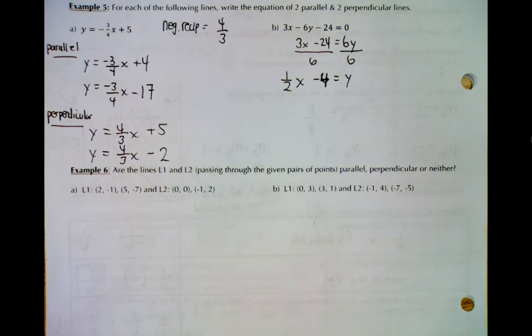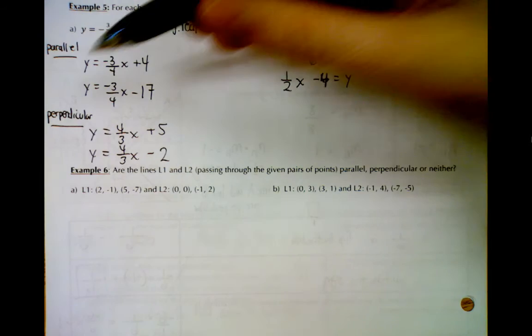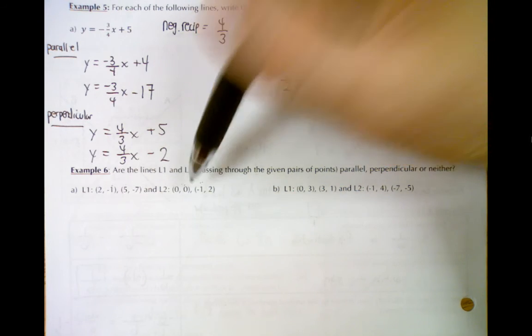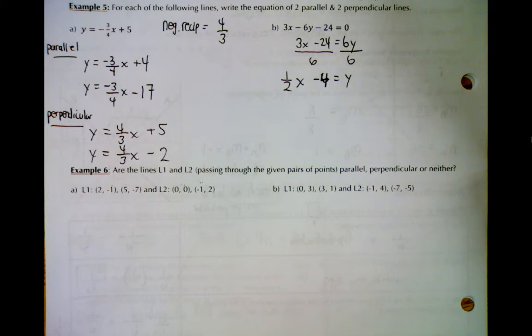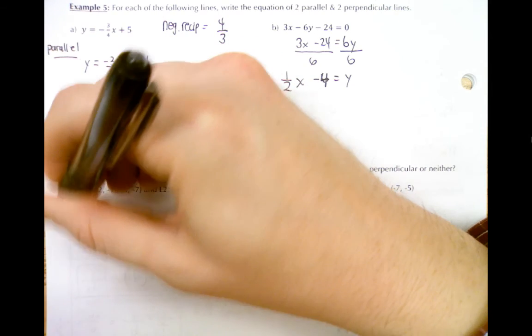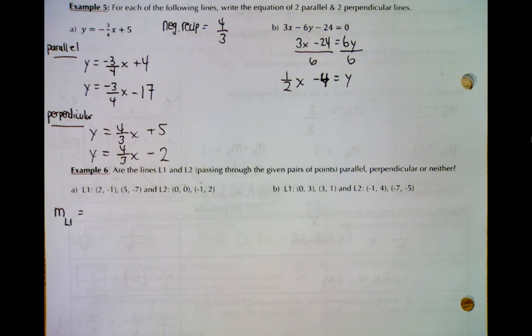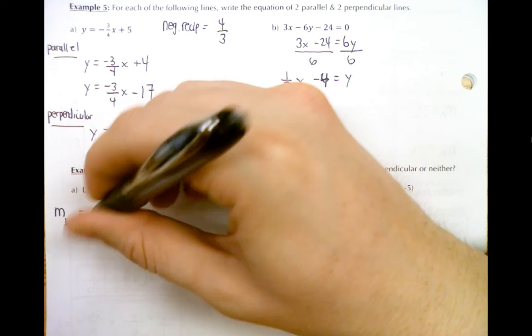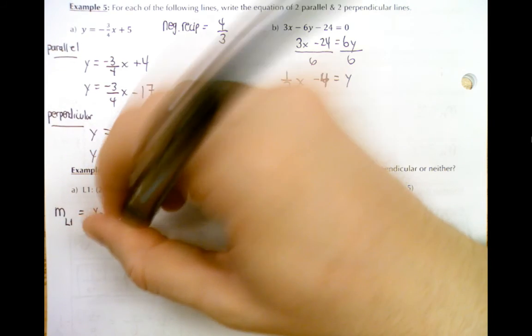Example 6. Are the lines L1 and L2 passing through the given pairs of points parallel, perpendicular, or neither? So we've got L1 passing through these 2 points, and we've got L2 passing through these 2 points. To find out if they're parallel, perpendicular, or neither, we need their slopes. So we need to know what the slope of L1 is. We don't have a graph, so we can't just count the slope, but we do have 2 points. If you have 2 points, you can find the slope using the equation y2 minus y1 over x2 minus x1, something we saw last unit.